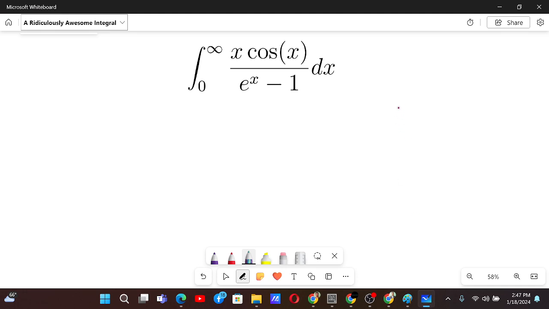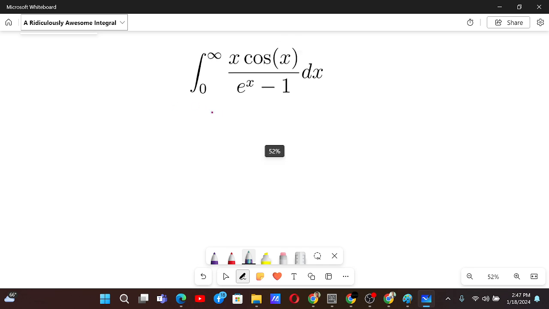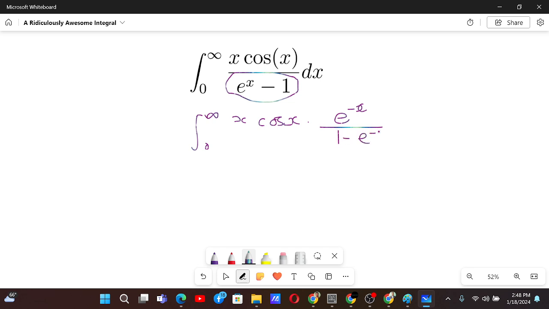A ridiculously awesome integral. So let's solve this integral. In this, probably the first approach would be to just turn this into a geometric series. Most of the time, if we see expressions like e to the power x minus 1, what we do is we multiply, let's say, by e to the power minus x, and that gives us the following geometric series formula: a by 1 minus r.